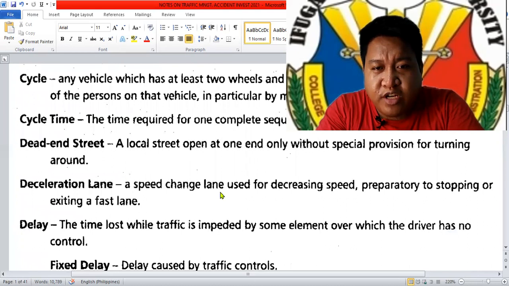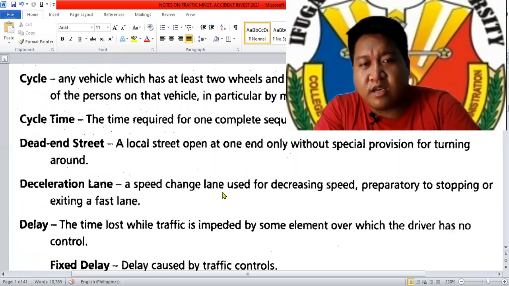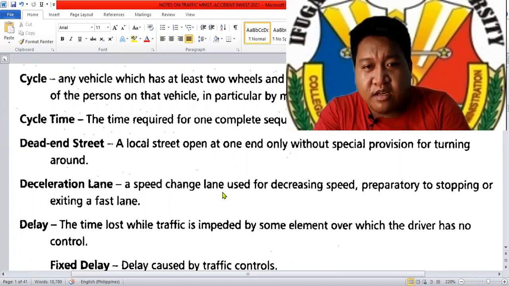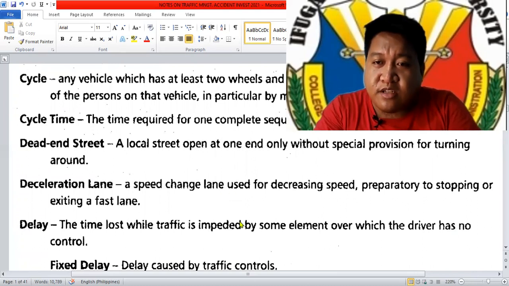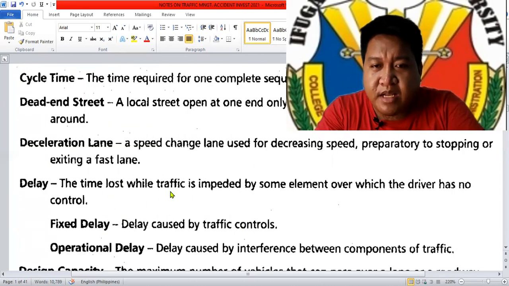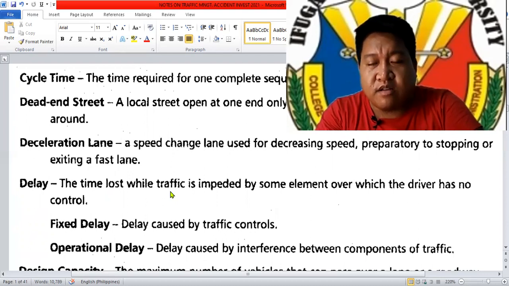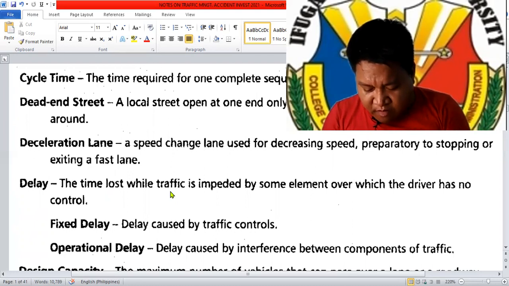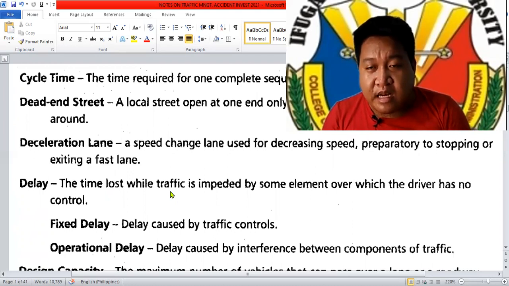Deceleration lane is a speed change lane used to decrease speed, preparatory to stopping or exiting a fast lane. Decelerate, the opposite of decelerate is accelerate. So if you decelerate, you will decrease your speed. Then delay is the time lost while traffic is impeded by some element over which the driver has no control. So common yun. When there is traffic problem or conflict in the traffic way, then it will create delay.